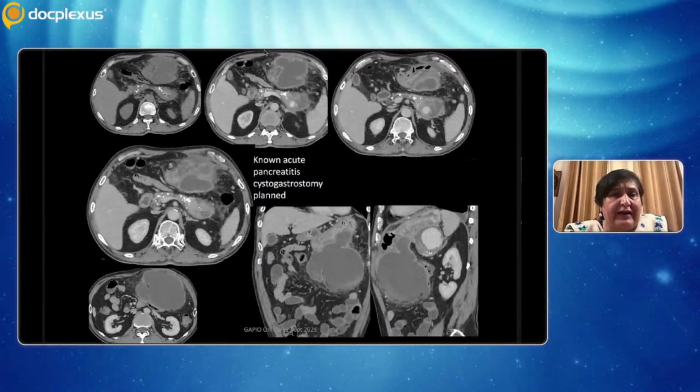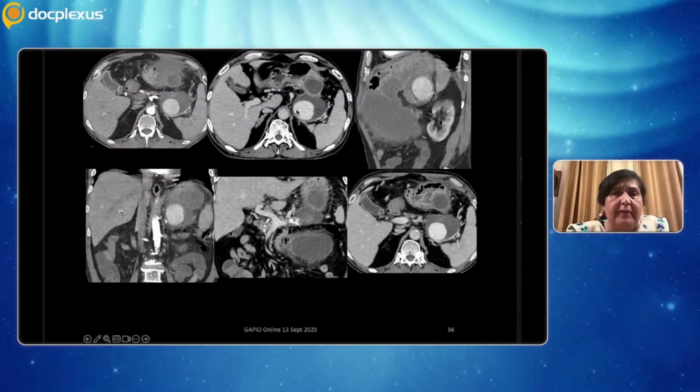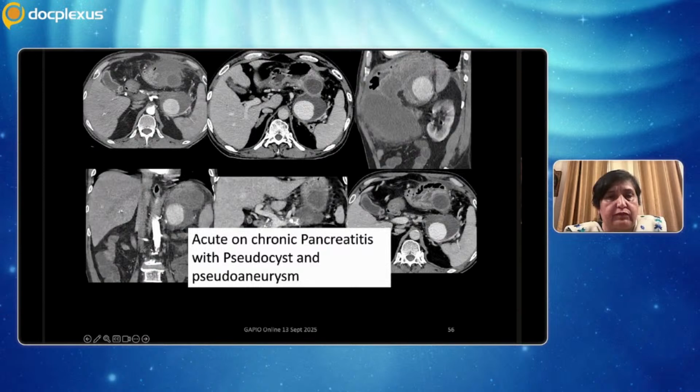Known case of acute pancreatitis who was supposed to undergo cystogastrostomy. That's what you're seeing over here. That's a thick-walled cystic lesion for which the patient was supposed to undergo cystogastrostomy. But what we saw when we did a CT was this well-defined hyperdense area with surrounding hypodensity, which on the arterial phase images was lighting up and becoming hyperdense and showing you diffuse contrast enhancement. And this was a pseudoaneurysm, a splenic artery pseudoaneurysm, which had developed in this particular patient.